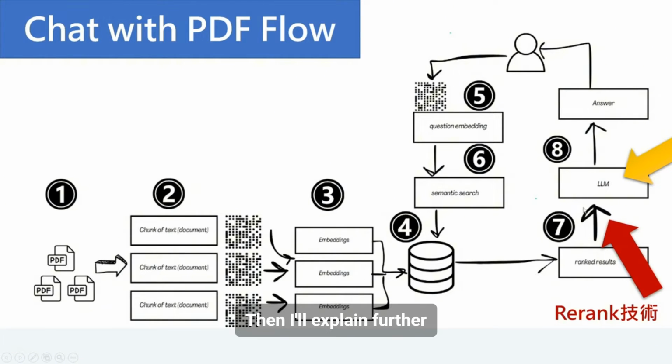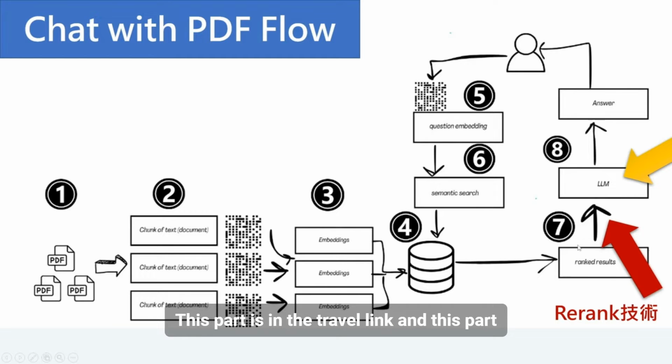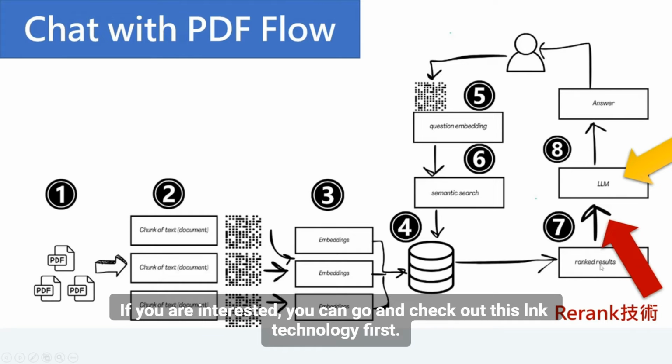Then I'll explain further what we are doing this time. There are no special implementations here. If you are interested, you can also look it up. We didn't mention this part here. This part is in the rerank link, and it can improve retrieval performance or accuracy. It's such a good technology. If you are interested, you can go and check out this rerank technology first.